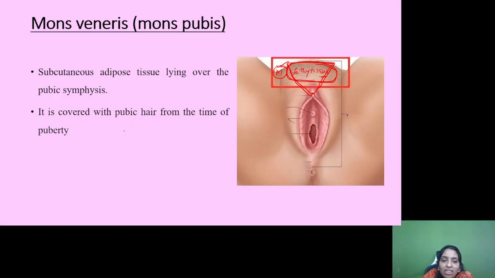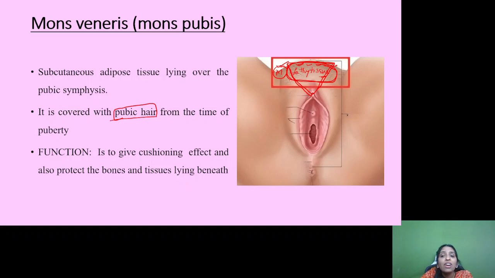Next, it is covered with pubic hair from the time of puberty. When every girl attains menarche or maturity, hair follicles develop over this pubic region. So it is known as pubic hair.